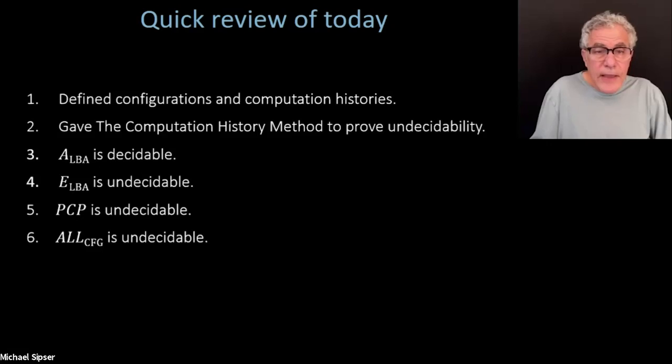So if M does not accept W, what will happen to the computation history? If M does not accept W, then there is no accepting computation history. That's the only kind of computation histories we're considering. So there's no computation history. I don't know what it means, what will happen to it. It just doesn't exist. So I hope that's helpful.